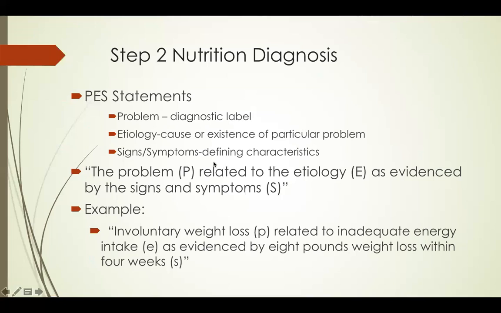And so we always word our PES statements this way: the problem related to the etiology as evidenced by the signs and symptoms. So for example, involuntary weight loss related to inadequate energy intake as evidenced by 8 pounds weight loss within 4 weeks. And we're going to go over a lot of these in the class. Another example would be inadequate energy intake related to changes in taste and appetite as evidenced by average calorie intake 50% less than recommended needs.